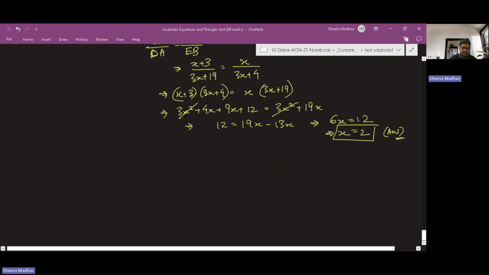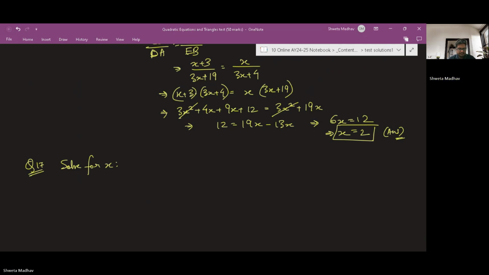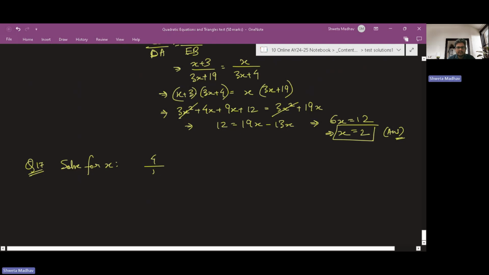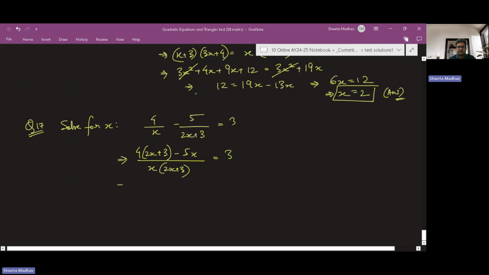Then question number 17. It is told to solve for x: 4 by x minus 5 by 2x plus 3 is equal to 3. So if we take the LCM of the denominators, then this will be x into 2x plus 3. And then in the numerator, that will be 4 into 2x plus 3 minus 5x, that is equal to 3. So this will be 8x plus 12.